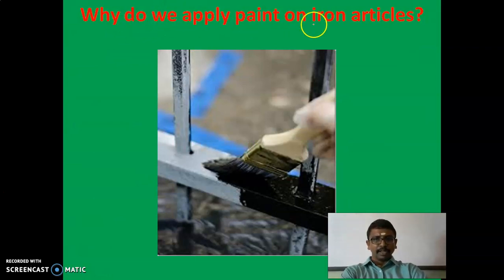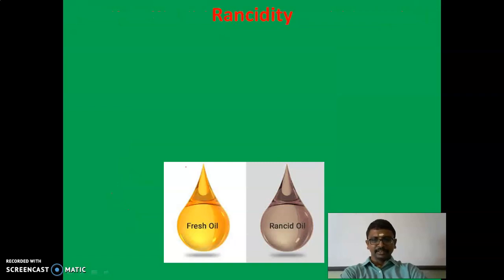Why do we apply paint on iron articles? What happens if the paint is applied here? The iron is reacted with the oxygen or water. It will not rust, because the paint will prevent the rusting. So that's why we have to apply paint on the iron articles.